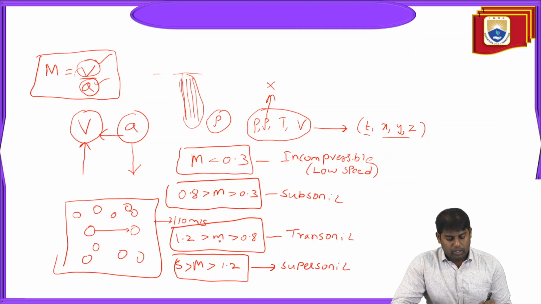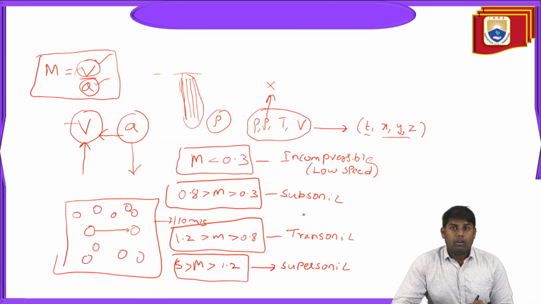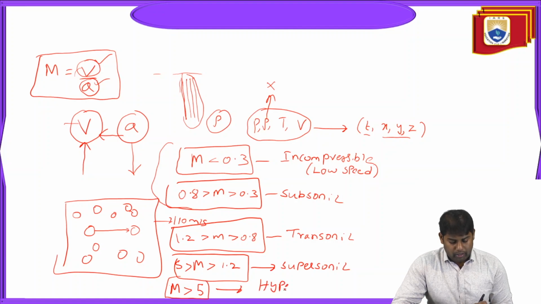In the transonic zone and the supersonic zone, the speed of the object or the speed of the flow has crossed the speed of sound. In the subsonic zone, you don't have any shock waves formed, because the speed of sound is greater than the speed of the flow or the object. Therefore in these zones you don't have any shock waves. And here we have one more regime, which is called hypersonic, greater than Mach 5.